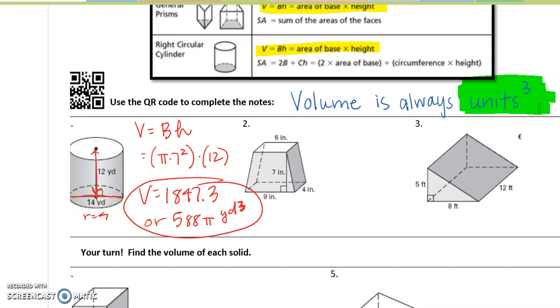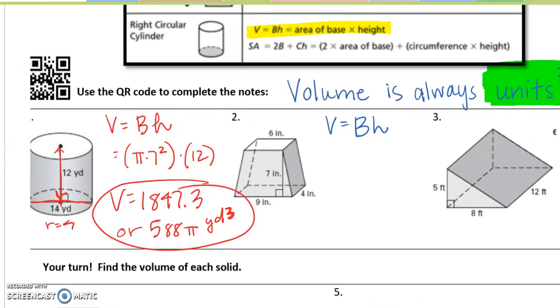Okay, number 2, same formula for the volume of this prism. Volume equals the area of the base times the height. So what is our base on this shape? Number 2 is a little tricky. The base is not going to be the top and bottom rectangles because they're not congruent. The bases have to be congruent. So it's actually going to be the front and back trapezoids.